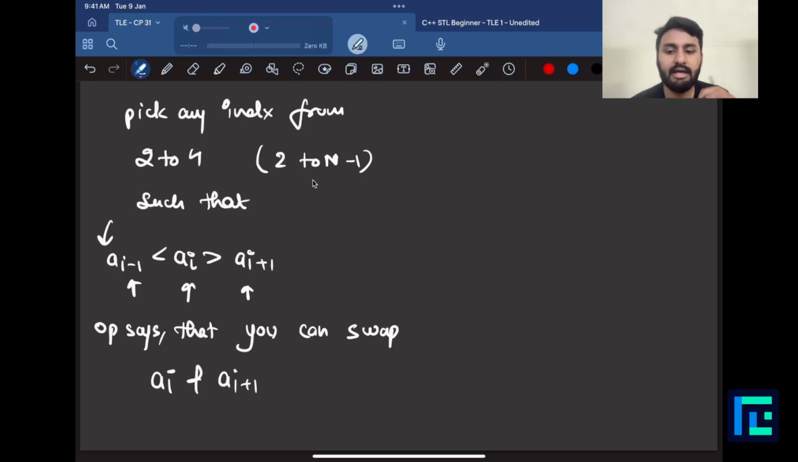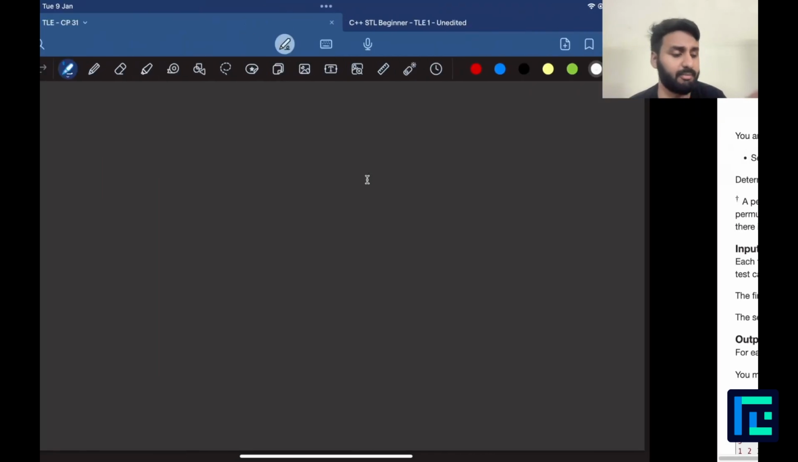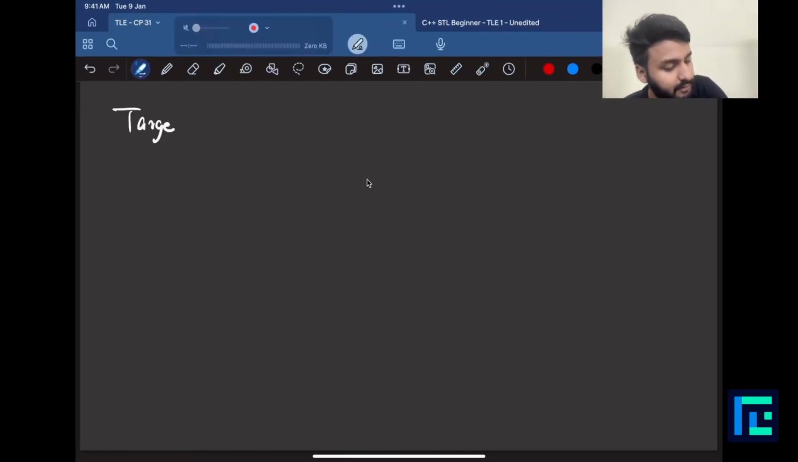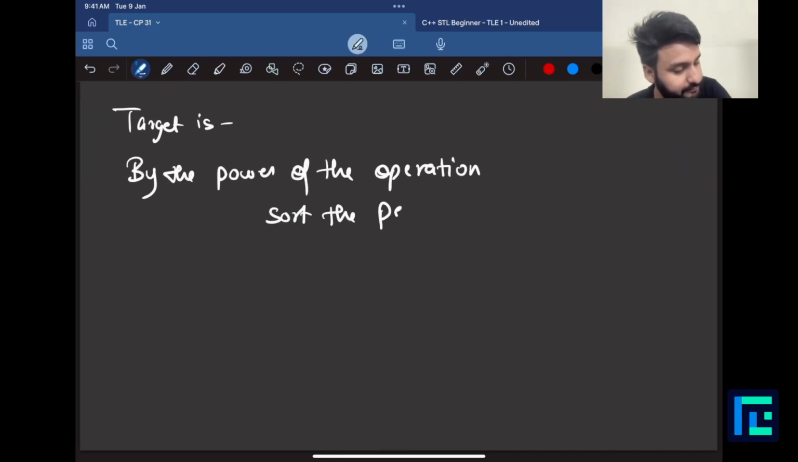Alright, so now let's say you are trying to do this operation. What is the main question that they are asking you? How many times do you want to do this and what are you trying to achieve? So the question over here is, we are actually trying to sort this permutation and we are trying to sort it in some finite number of operations. So our target is, by the power of the operation, sort the permutation. This is something that is given to you.